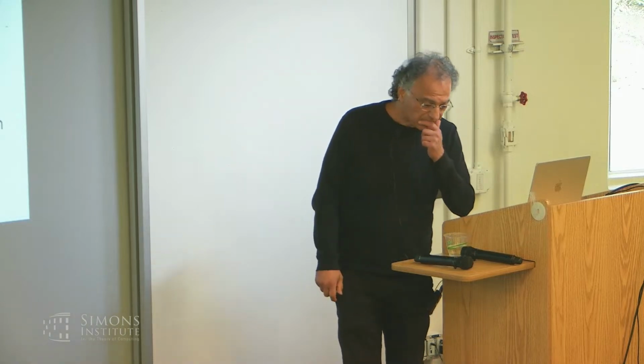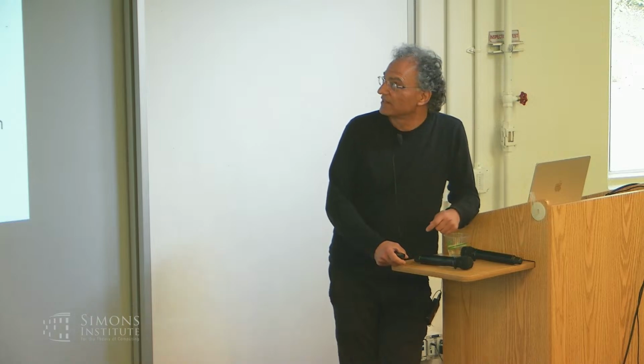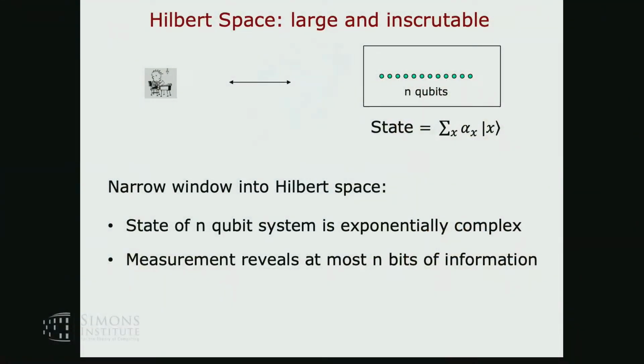Okay, so the next thing you can say about quantum Hilbert space is it's both large and inscrutable. In what sense is it large? Well, from our point of view as classical observers, if you have an n-qubit system, Hilbert space is exponentially large. But our window into it is extremely narrow. A measurement reveals at most n bits of information. So could we say, is this all we can do? Nature just prevents us from looking in any further.